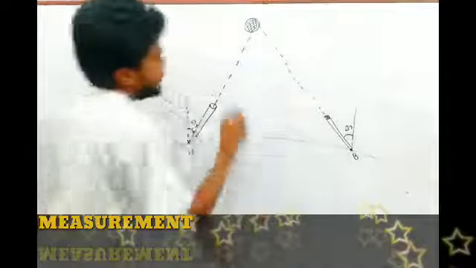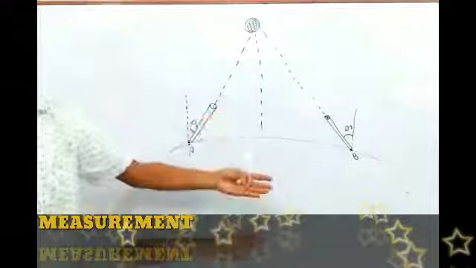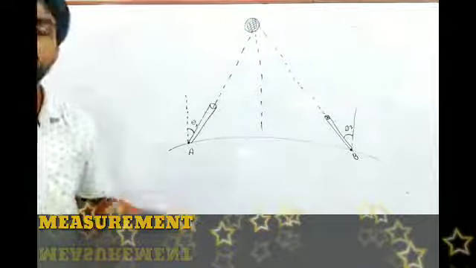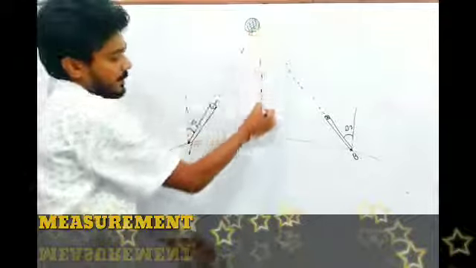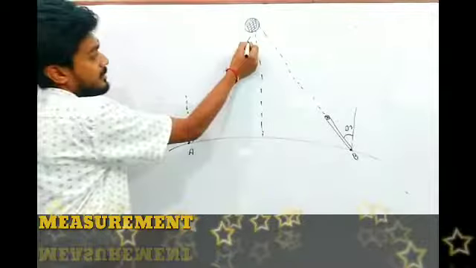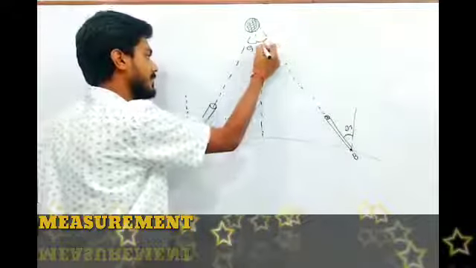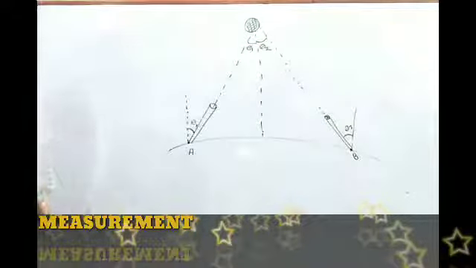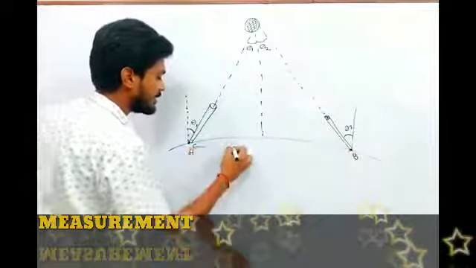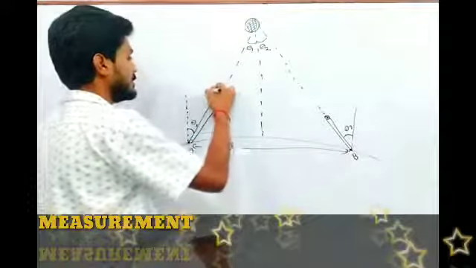Now draw an imaginary vertical line. Now we are going to apply mathematics. Draw a perpendicular, and if this angle is theta 1, then this angle will also be theta 1. If this angle is theta 2, then this angle will be theta 2. Now you can measure this distance very easily. Suppose this distance is L, and this distance is R.